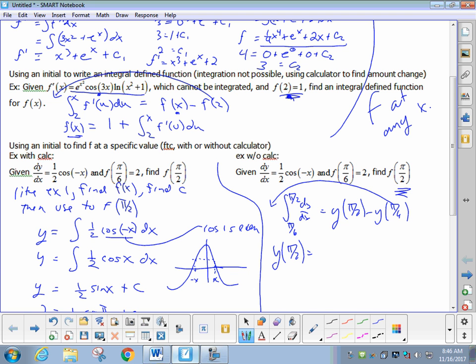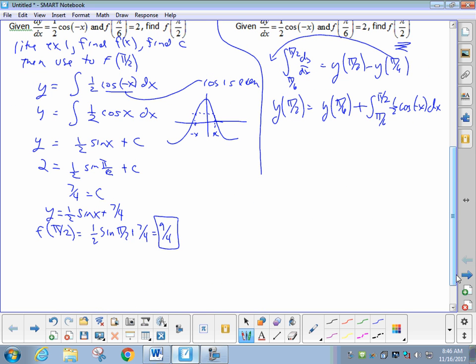So f, or y at pi over 2 then, is y at pi over 6, using lots of mixed notations. Y and f apparently are the same thing. Y of pi over 6 plus the integral from pi over 6 to pi over 2 of 1/2 cosine of negative x dx, and then I could just plug it in.